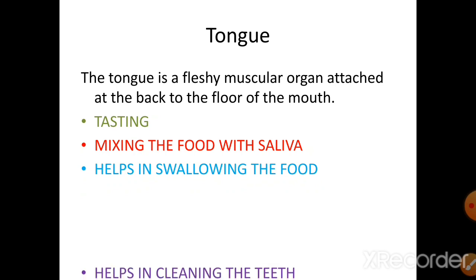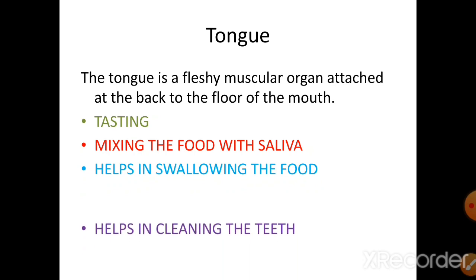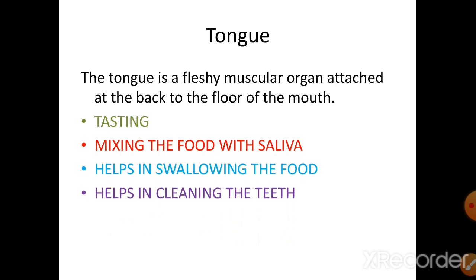Next we have helps in cleaning the teeth. The movement of the tongue also helps in cleaning your teeth. Helps in speaking. You cannot speak without using your tongue. If you try to do that, then the words will not come out.